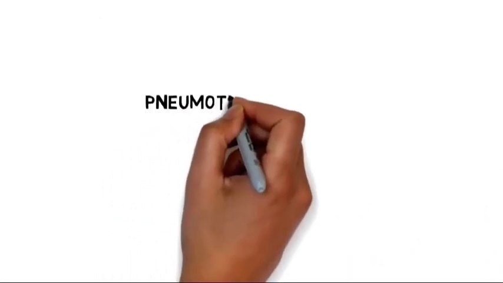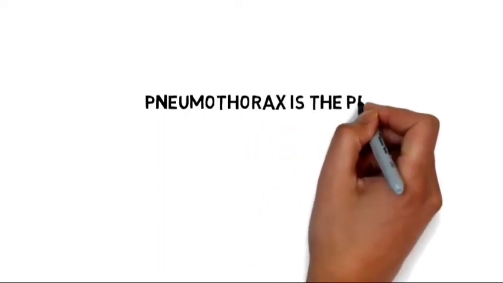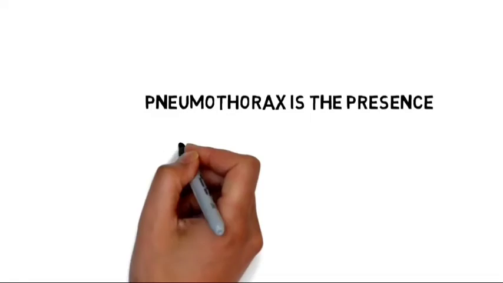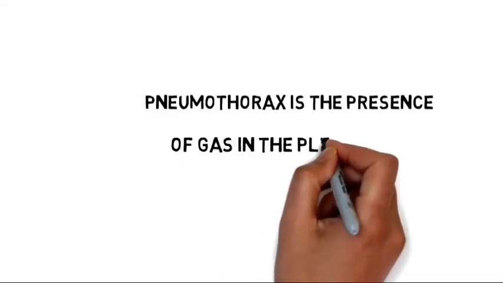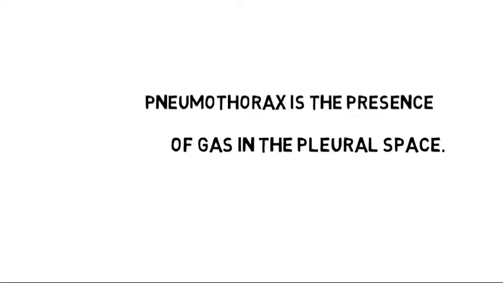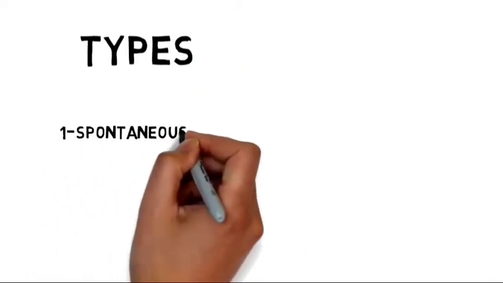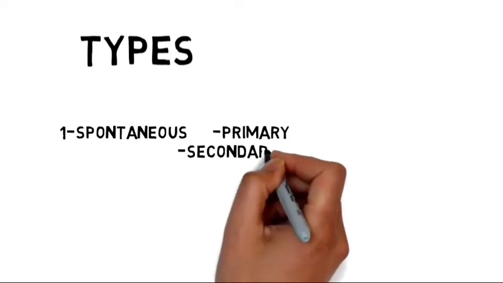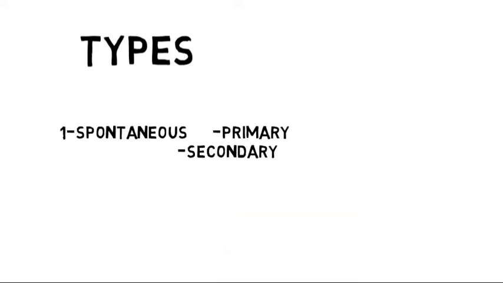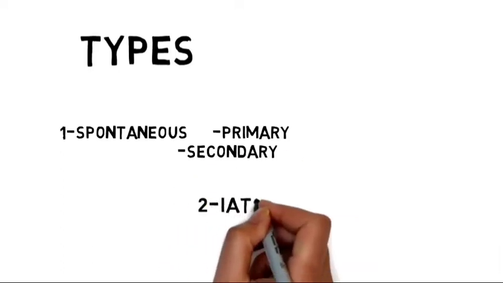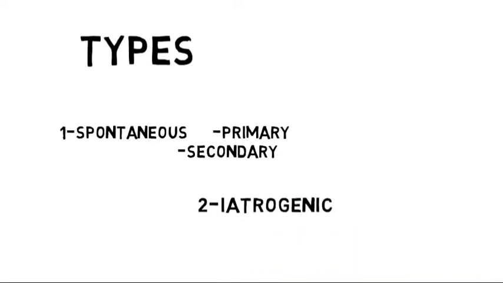Pneumothorax is a condition in which air or gas is present in the pleural cavity. Normally, the pleural cavity contains no gas, but if air or gas is trapped somehow in the pleural space, that is called pneumothorax. It can occur spontaneously or iatrogenically. Most of the time, pneumothorax is spontaneous.